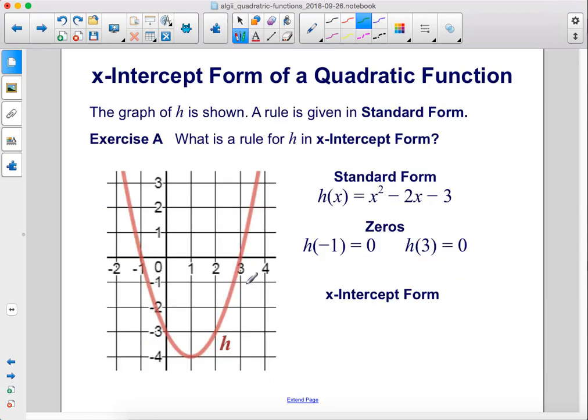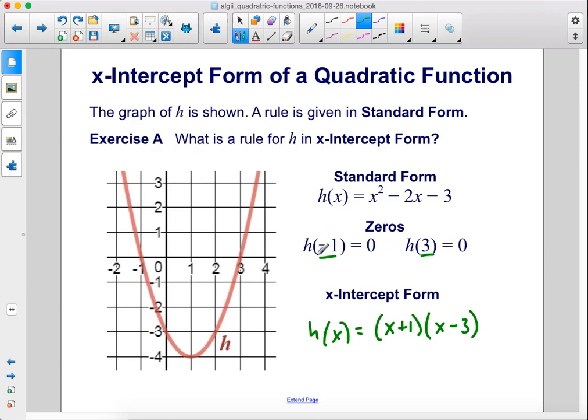The graph of h is shown. A rule is given in standard form. What is a rule for h in x-intercept form? All right, well here's standard form, and we're actually given the zeros, which makes our job really easy. So h of x in x-intercept form is just going to be x plus 1 times x minus 3.